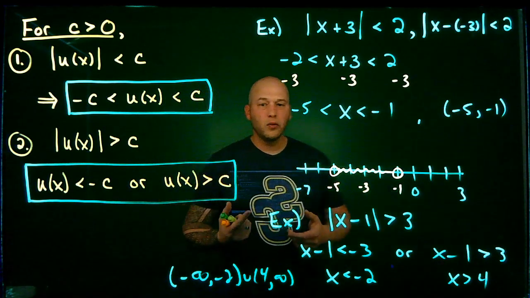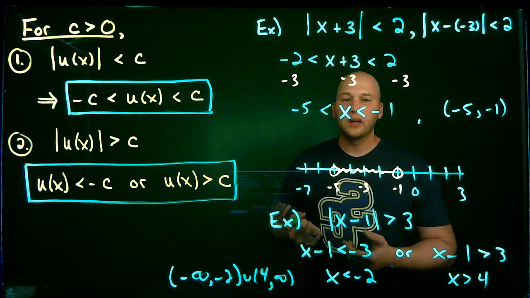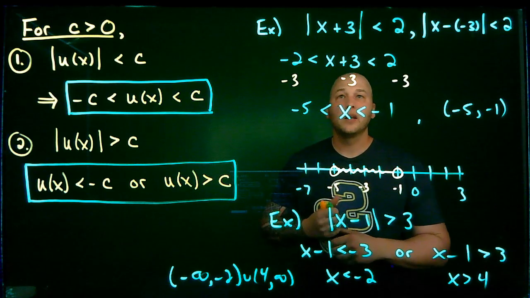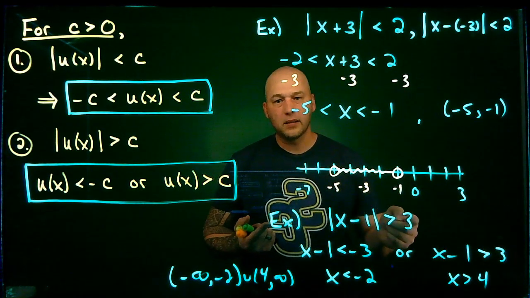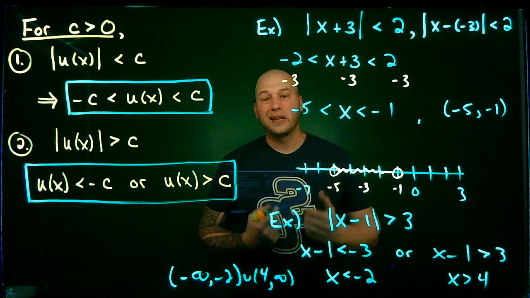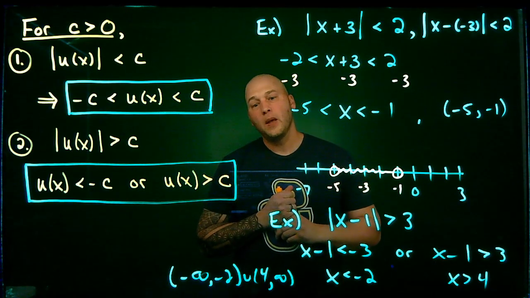So let's just quickly recap. When I'm solving absolute value inequalities, one of the first things I have to identify is whether the absolute value is less than a constant, or bigger than a constant, because the procedures are different for each of those. Okay?